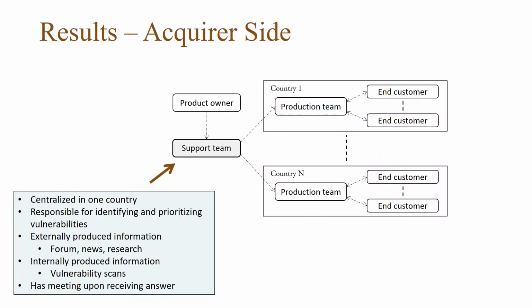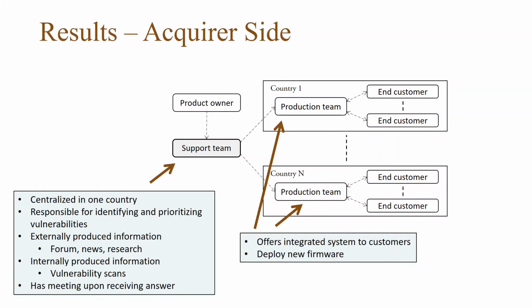They get information from two different sources. One is externally produced information, which means that they get information from forums, news, or research articles. They also have internally produced information, which means that they are making their own vulnerability scans against their own network and their own products. When they get an answer from the producer, the support team is responsible for having a meeting and discussing what to do with the different vulnerabilities.